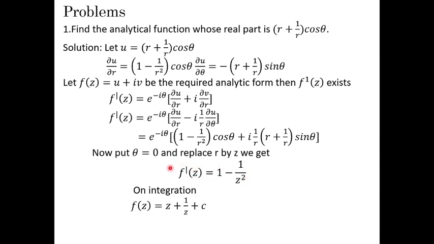Now integrate. Integration of f dash z is f of z, equal to integration of 1, which is z, plus minus 1 by z square. Shift z square to the numerator, z to the power of minus 2. Integration of z to the power of minus 2 is z to the power of minus 1 divided by minus 1; the minus signs cancel. Z to the power of minus 1 can be written as 1 by z, plus integration constant c. This is the solution for the given real part. If u is equal to r plus 1 by r into cos theta, its analytic function is z plus 1 by z plus c. This is the answer.